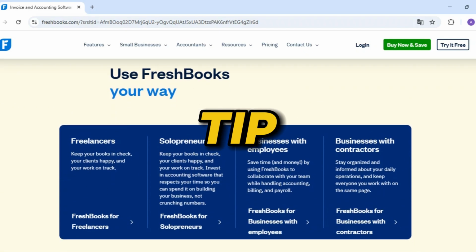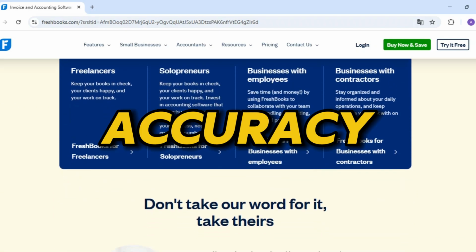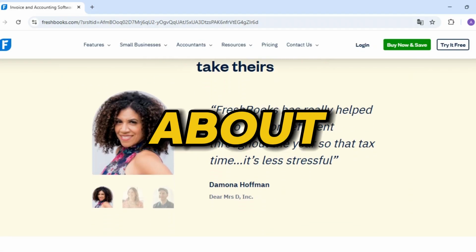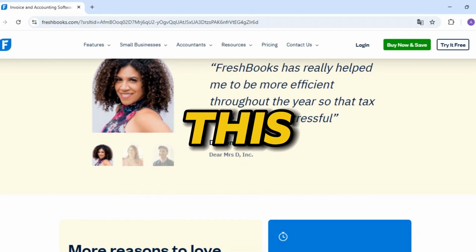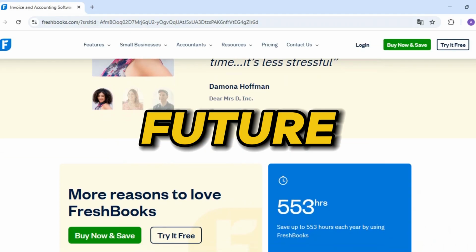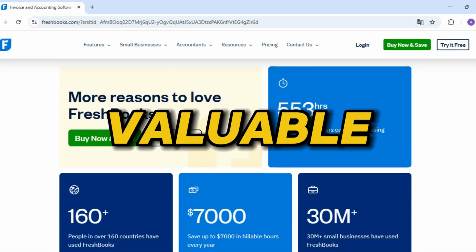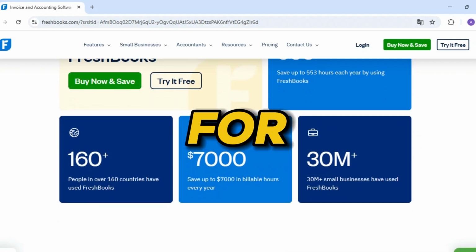My crucial pro tip? Use the timer for real-time accuracy, even for fixed-price projects. Running the timer keeps you honest about how long tasks actually take. This data is priceless for estimating future projects more accurately and improving your profitability. Understand your most valuable asset, your time, and bill for it accordingly.